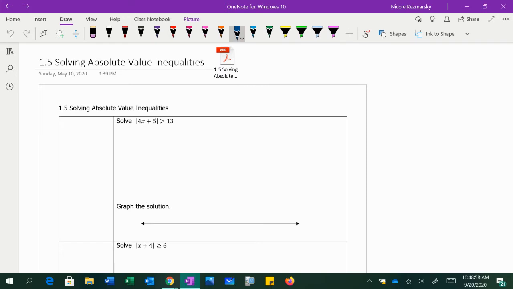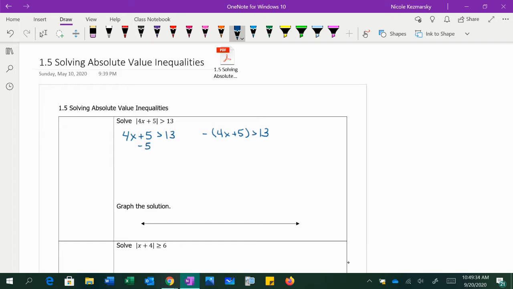So for the first example, what we're actually going to do with these problems is treat them exactly like equalities. So what we're going to do is set 4x plus 5 greater than 13, and then negative parenthesis 4x plus 5 greater than 13. Okay, so I'm doing exactly what we did for equations. So it's setting up two equations, one positive and one negative. And I'm going to solve these just the same.